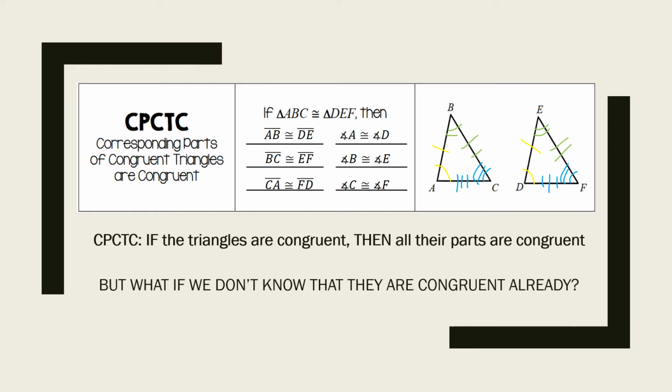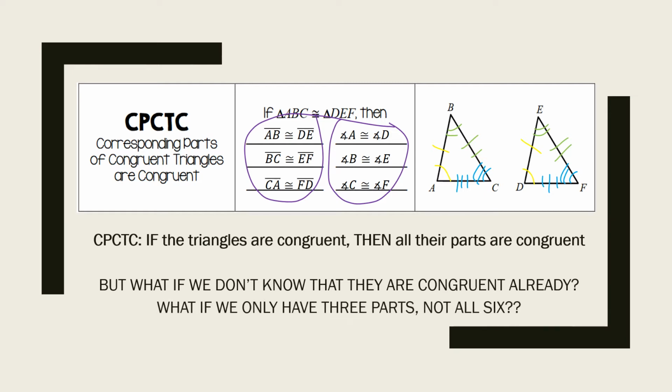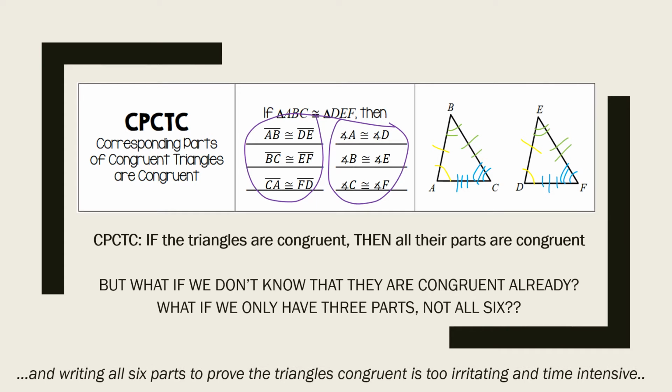But what if we don't know that they're congruent already? What if it is asking us, are these two triangles congruent? Well, we would have to go back and go through all 3 sides and all 3 angles to show that they are congruent. But that's too long. 6 pieces of information, proving each time, too long. So there are shortcuts where you only have to show 3 pieces of information. And that's what we're going to learn about today.